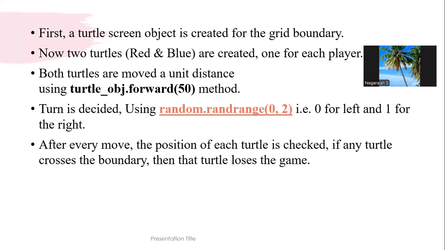Before that, with the help of this one, first we have to create a screen object with a grid boundary. Then we have designed two turtles, one is red and another is blue, and both have to move a particular distance, that is unit distance. For that we can use a method called turtle_object.forward(50). Then we can use random.randint(0, 2), because 0 is for left and 1 for right. So left and right is a movement, where applause ends with the loss of the game also. Let's move on to Python.